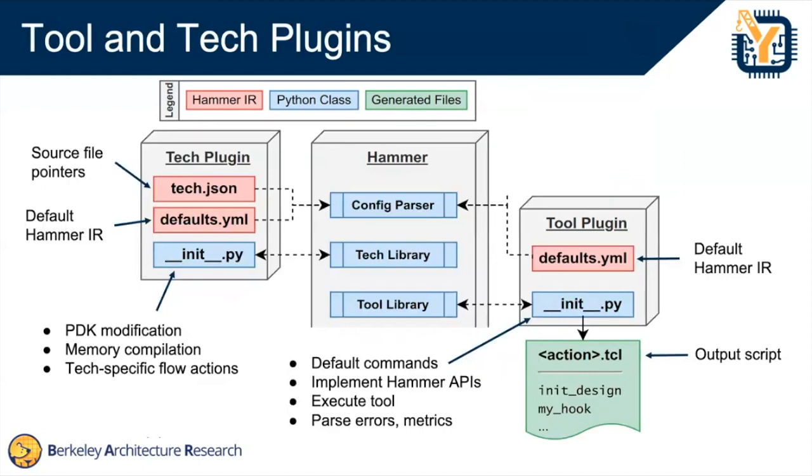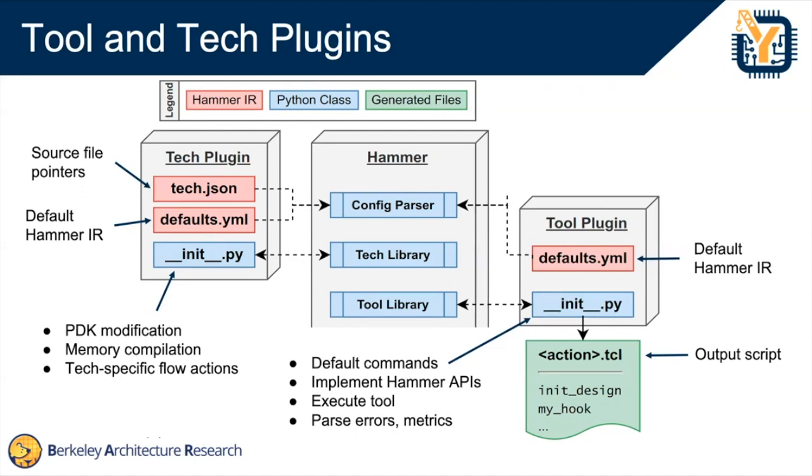Okay, so we have these tool and technology plugins I've been talking about. What do they actually boil down to? On the left side here, you have the technology plugins. They consist of a JSON file, which points to where a technology lives in a given file system and all of the underlying collateral of that technology: all of the lib files, its LEF files, its tech LEF, and things of that nature. Then you have the default Hammer IR. This defines a lot of the default keys for that given technology. So for instance, if you want to select a simulation option that must be present for this technology, you can specify it in this file.